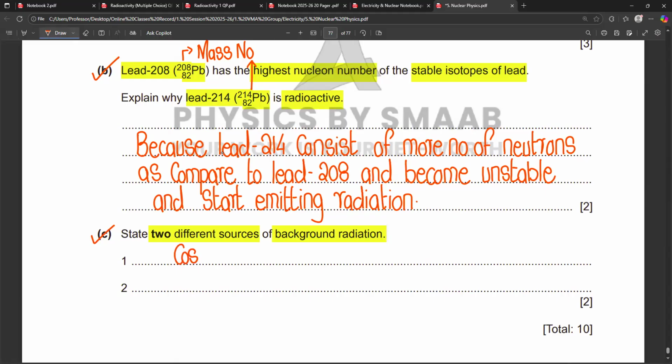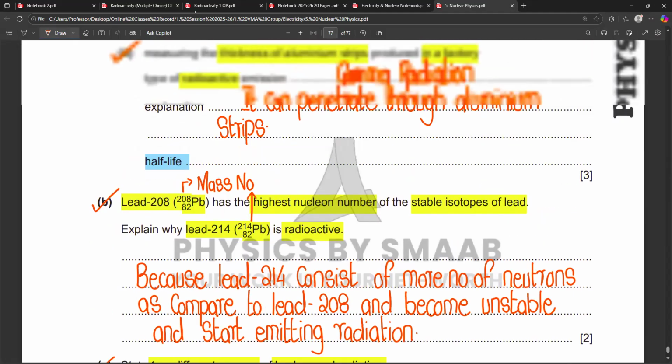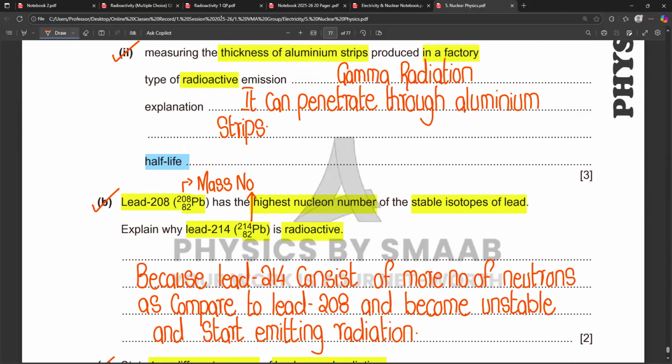We have cosmic rays, rocks. So these are the sources of background radiations. Okay.